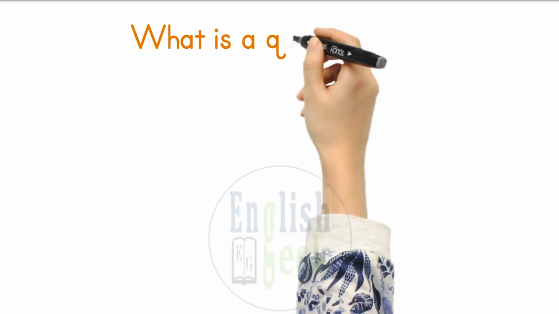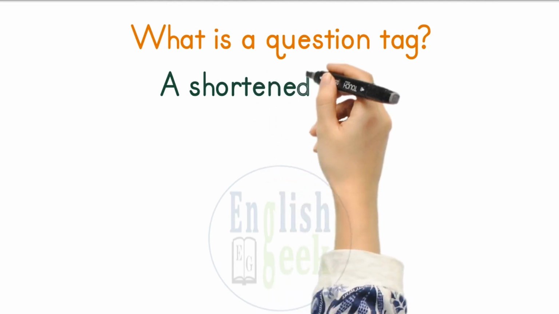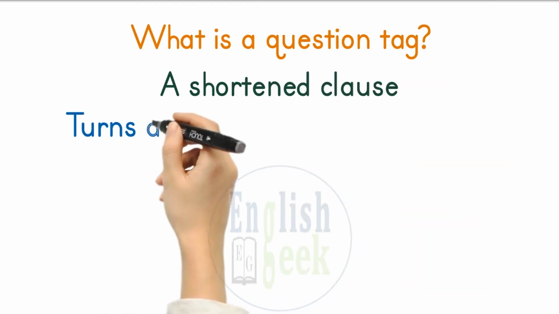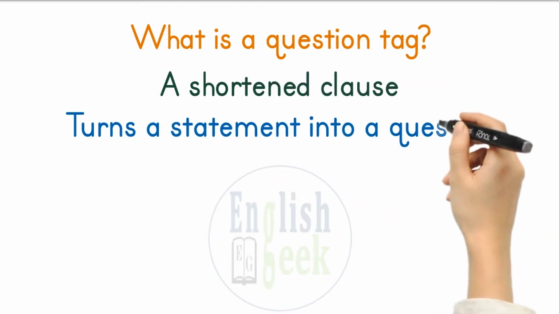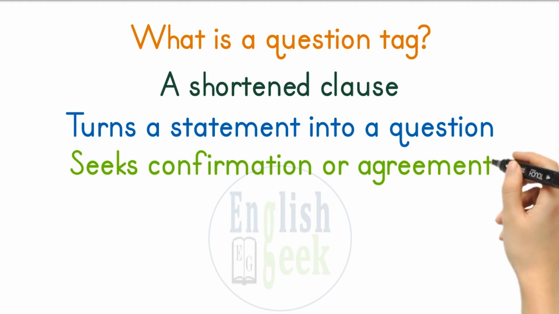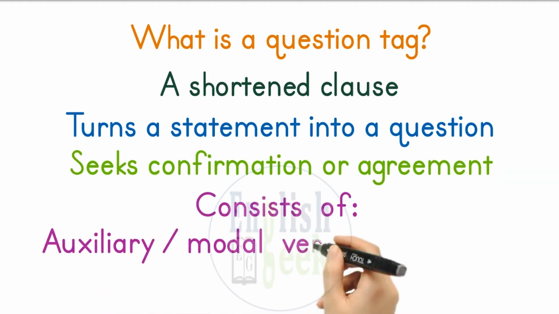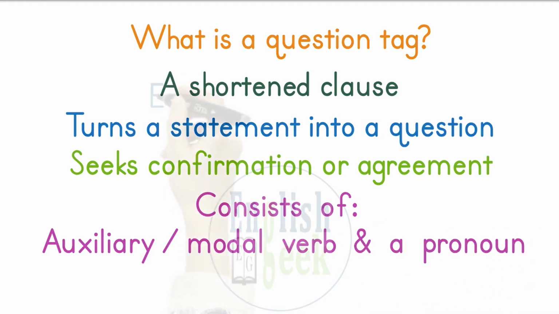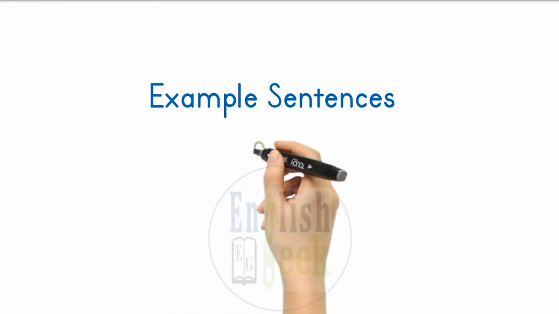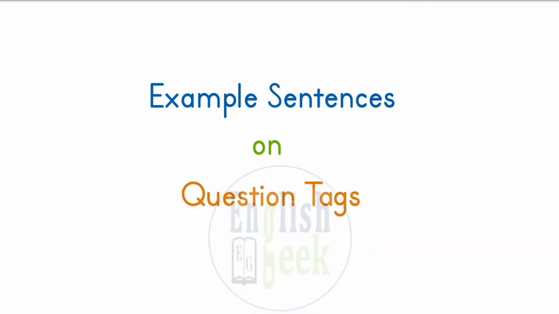First, recall what a question tag is. A question tag is a shortened clause that turns a statement into a question to seek confirmation or agreement from the listener. It consists of an auxiliary verb or a modal verb followed by a pronoun. Here are a few example sentences to make you understand the question tags.